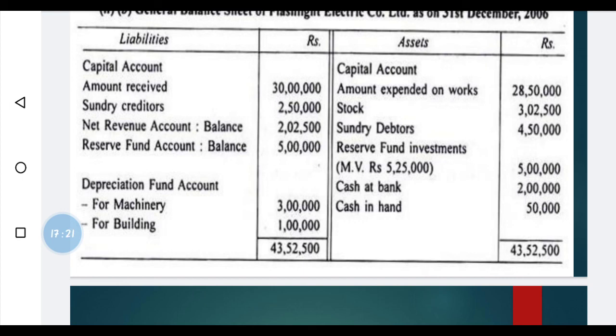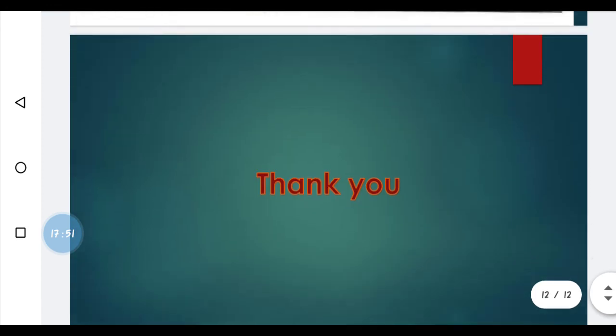This is the double account system. Here we have divided the balance sheet into two parts: the first is capital receipts and capital expenditure, the second part is the general balance sheet. Whatever balance comes on both sides, capital receipt side and capital expenditure side, should be transferred to the general balance sheet. In the next class I am going to explain about the net revenue account. If you have any doubt, you can ask me. Thank you.